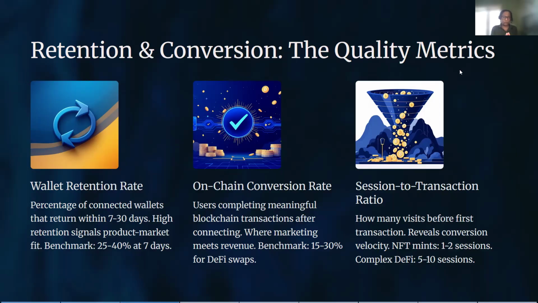Within 7 to 30 days, if they start using the wallet for any type of transaction, that is a good metric. Within 7 days of signing into a new wallet, if they are using your decentralized application to transfer money or purchase any NFTs, that is a very good sign, and that would be the benchmark. You should be able to see it. And the on-chain conversion rate: this is users completing a meaningful blockchain transaction after connecting to the wallet.